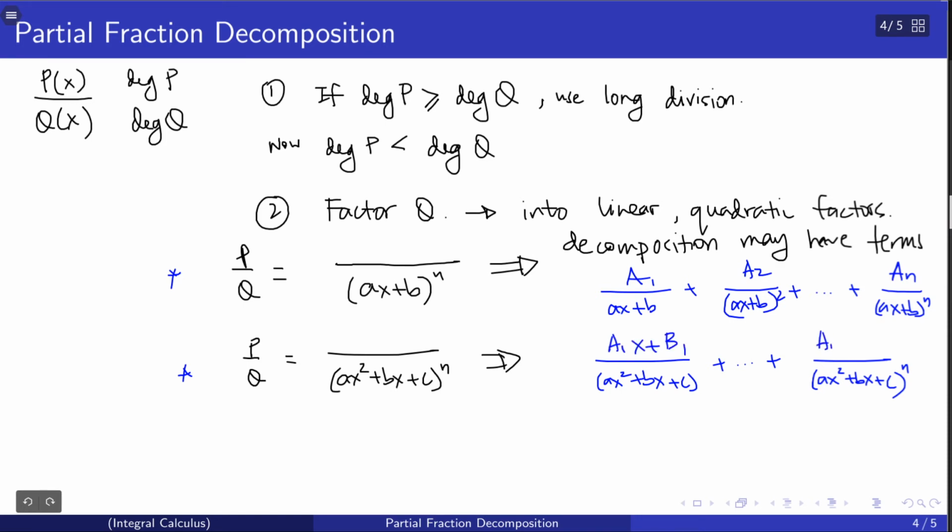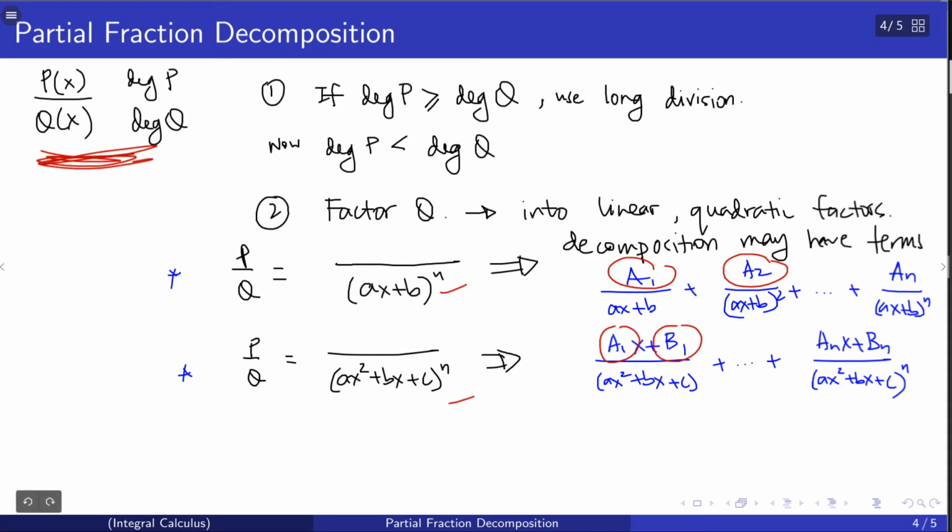a1x plus b1 and then anx plus bn. And so to get your decomposition, really all you have to do is factor q into these linear terms, and then for each of these linear or quadratic terms, you're solving for these values of a1, a2, a1, b1, and so on.